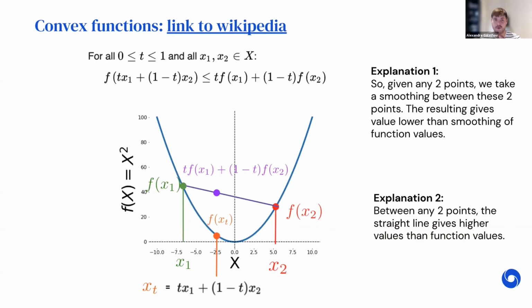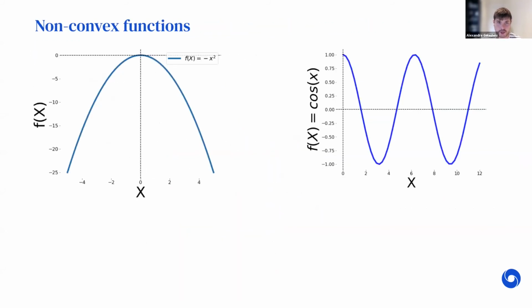There are ways to understand whether a function is convex, but we don't really have time to go into it. Let me just show you the functions which actually are not convex. So this is not a convex function because it's the opposite. Here you have a line which has a smaller value than the value of the function, because the value here will be bigger than this line.